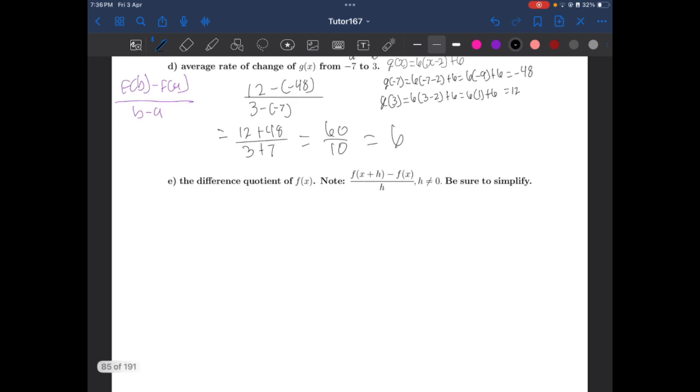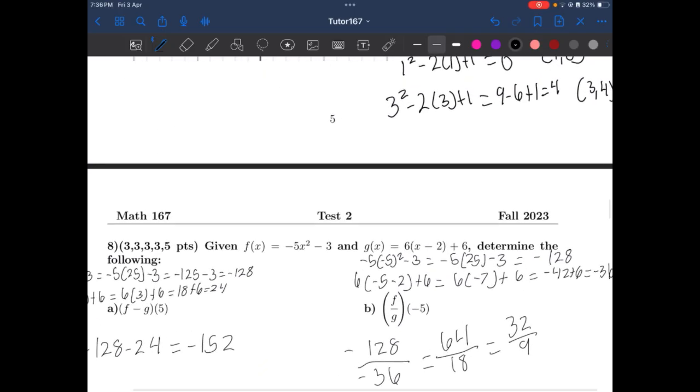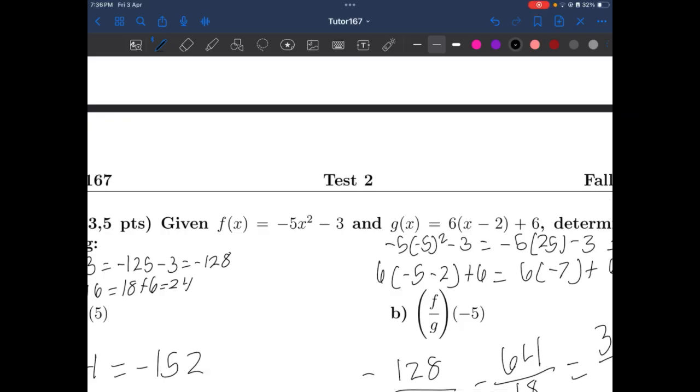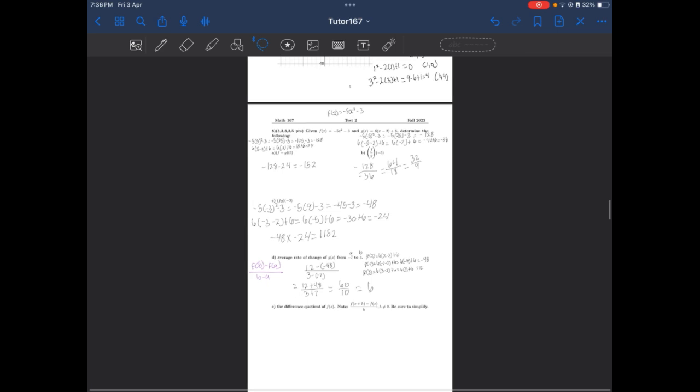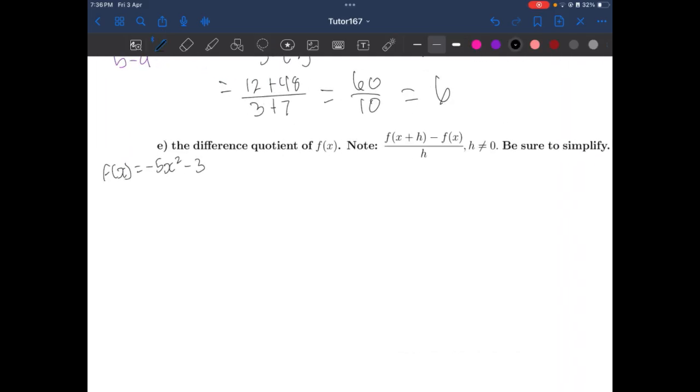Okay. Now the difference quotient of f of x. Note, they might give you the formula, or they might not. So remember what the difference quotient looks like. Okay, so let's write f of x. f of x is equal to negative 5x squared minus 3, right? So we're going to move that down here.